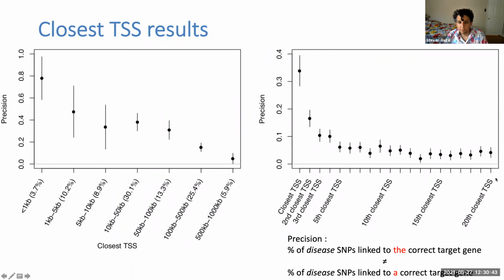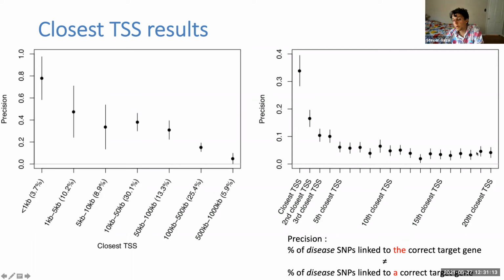So here I've plotted the precision of the closest TSS strategy, the second closest TSS, the third closest TSS, and so on till the 20th closest TSS. And we saw something kind of expected, which is a decrease of the precision. But what was interesting is that at some point the precision is not null and converges to a number that is around 4%.